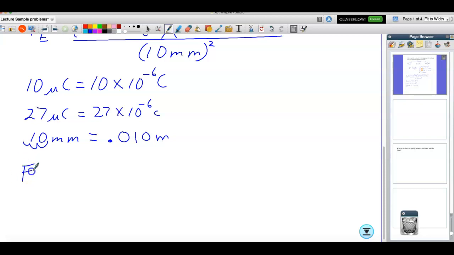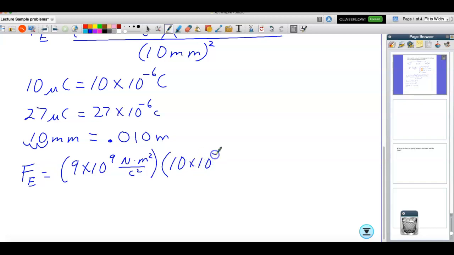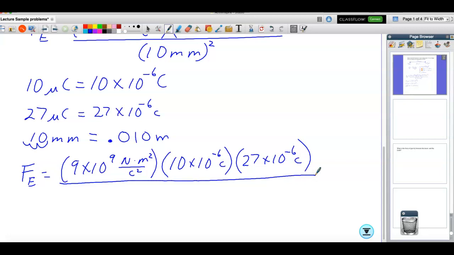So we say that the force of the electric field is Coulomb's constant, 9 times 10 to the 9th newtons times meters squared over Coulomb squared, times 10 times 10 to the negative 6th coulombs, times 27 times 10 to the negative 6th coulombs. And if you notice, it doesn't matter whether we use a capital C or a lowercase c. I kind of switch back and forth, so it doesn't matter in these problems or in any of our problems. Coulombs can be capital or lowercase. So then that's 0.01. I'm just going to drop that 0, meters squared.